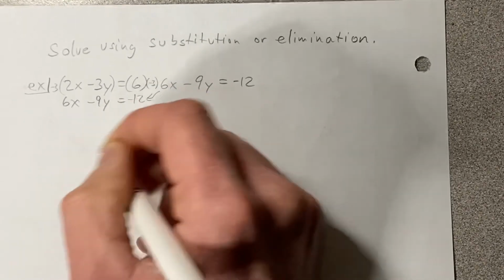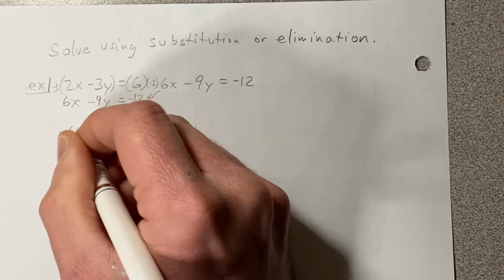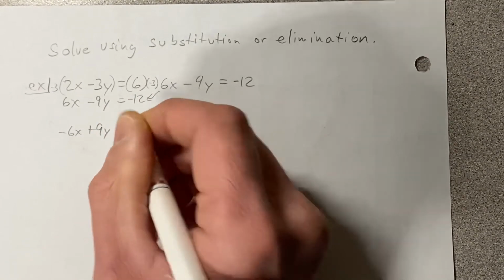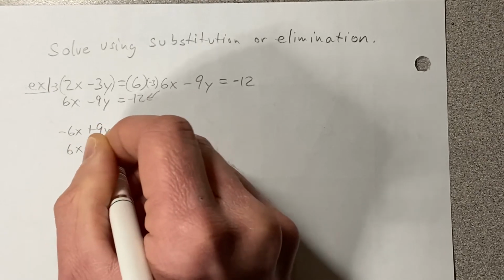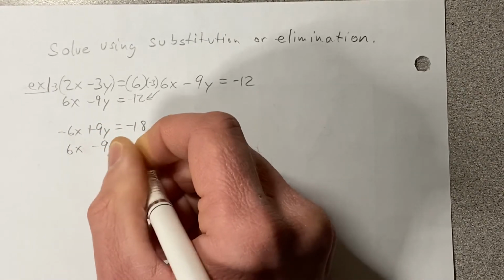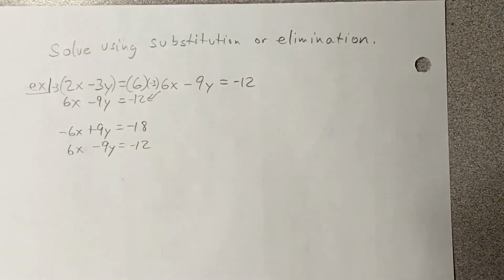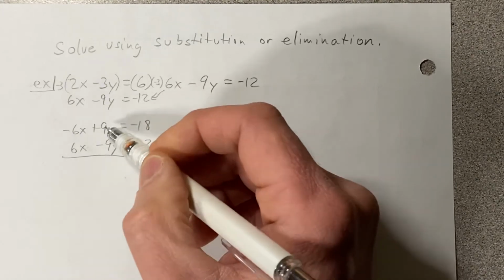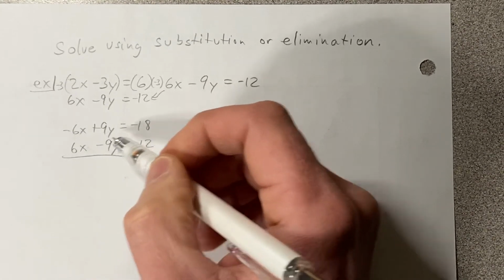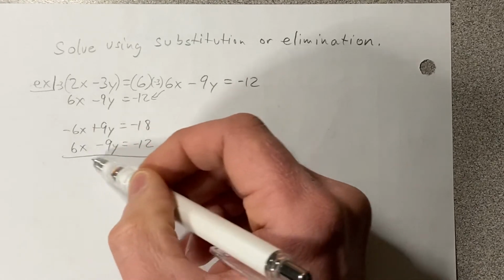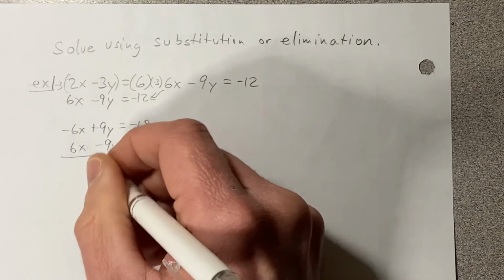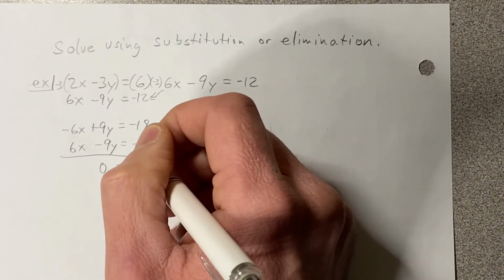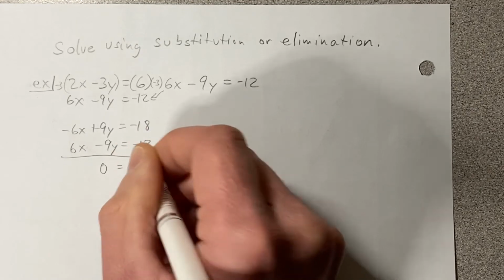So I'm going to rewrite both of them down below here. I get negative 6x plus 9y equals negative 18, and my other equation was 6x minus 9y equals negative 12. My x's eliminate, but my y's also eliminate. So is there anything left on this side? Well, a 0, nothing's left. And on the other side, I get negative 18 minus 12, which is negative 30.